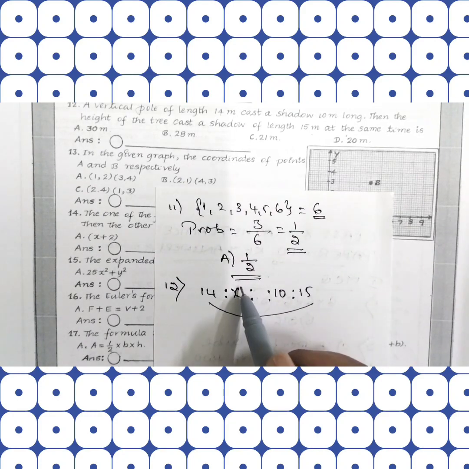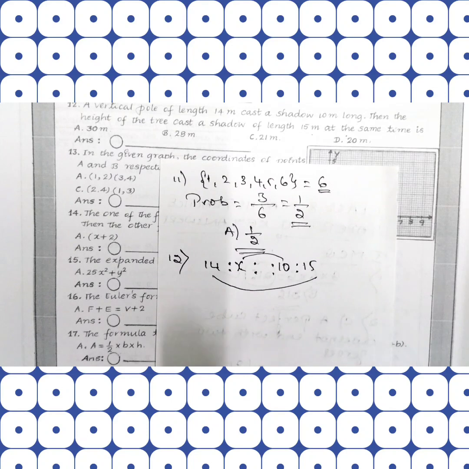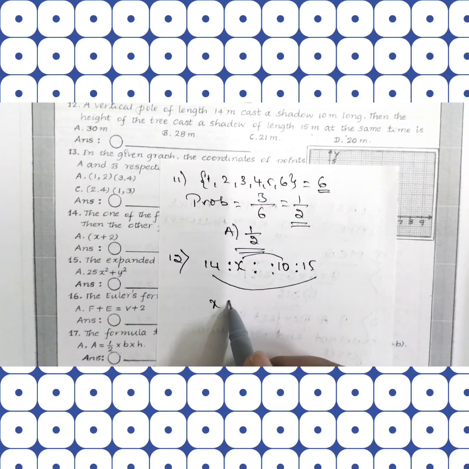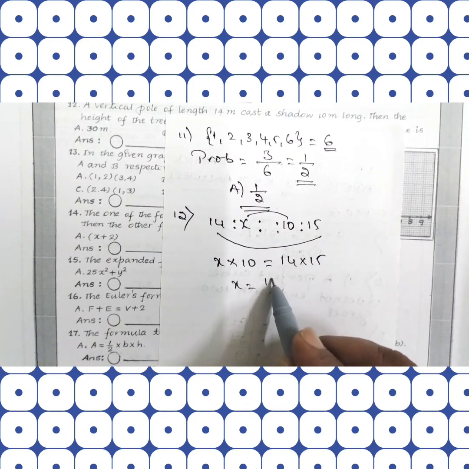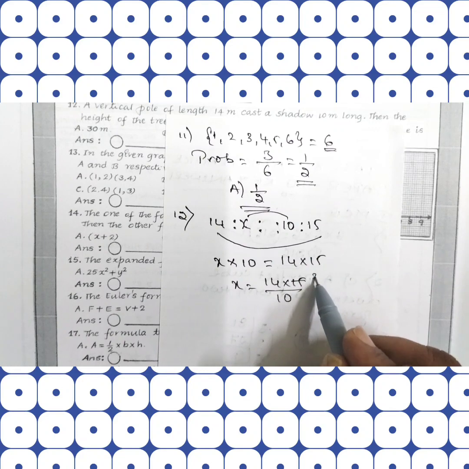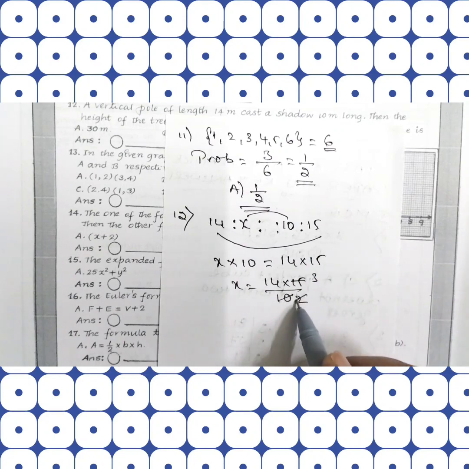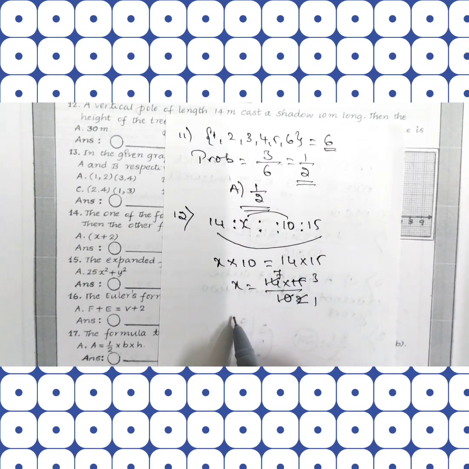Multiply both the extremes and both the means. So how much will we get? x into 10 is equal to 14 into 15. x is equal to 14 into 15 divided by 10. 5 3s are 15, 5 2s are 10, 1 and 2 7s are 14. So x is equal to 7 3s are 21, we got.